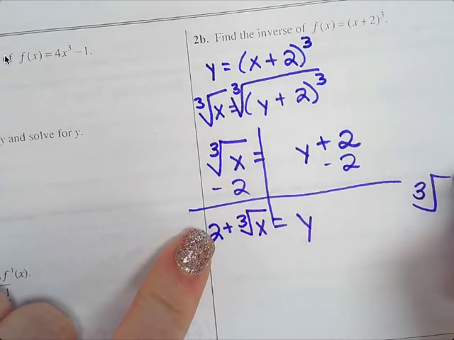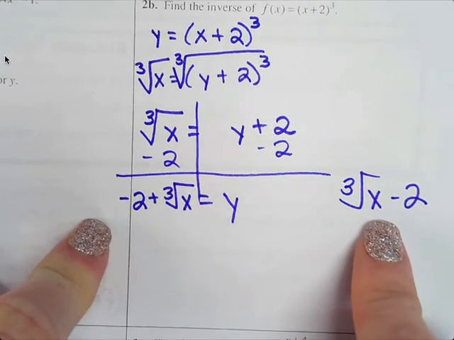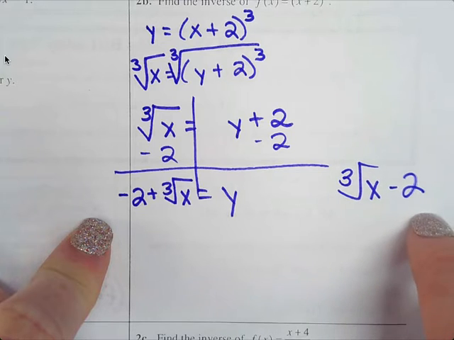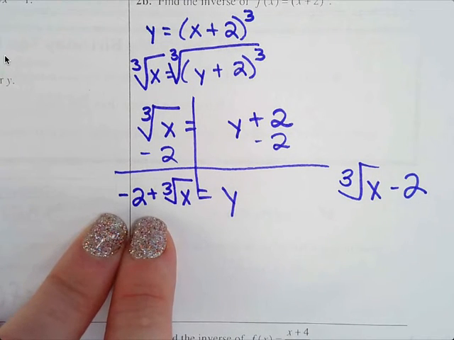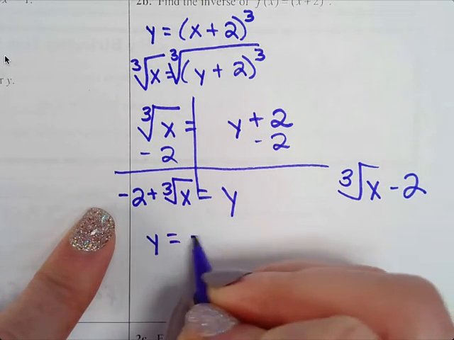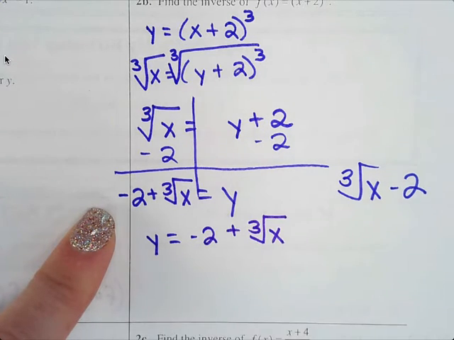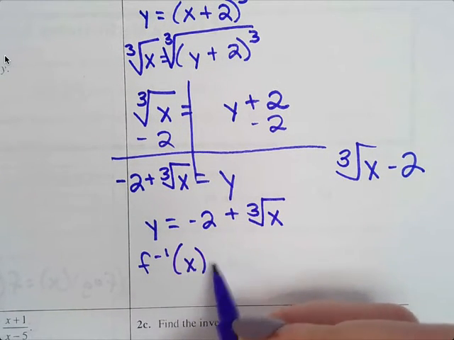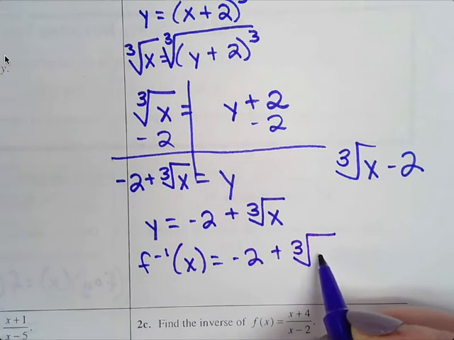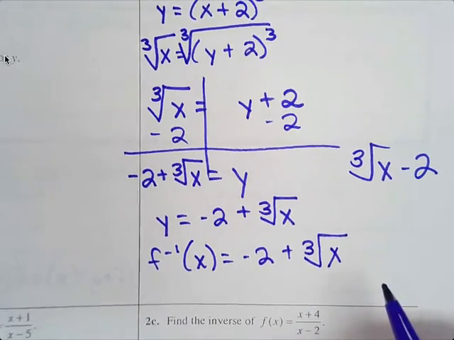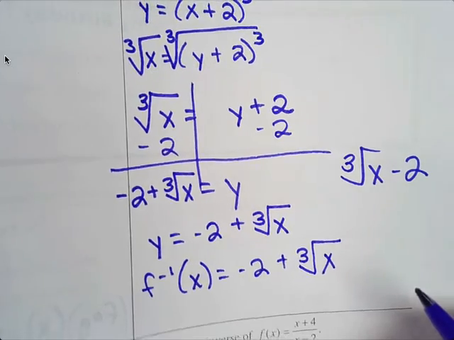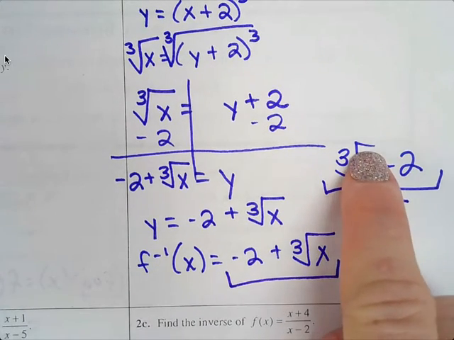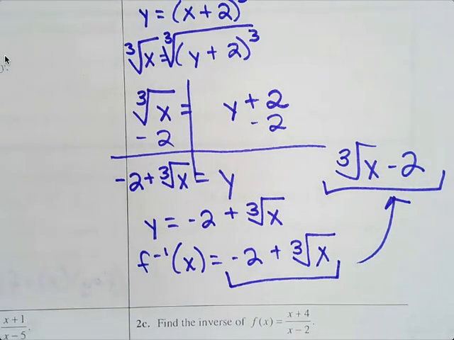You could have also written it as cube root of x minus 2. But really, you want to have your constant out front so that this cube root doesn't accidentally move over, because you're not taking the cube root of 2, so you want to keep them separated. So that's why I did it this way. So now we'll rewrite it as y equals negative 2 plus cube root of x. And now we'll replace it with f negative 1 of x equals negative 2 plus the cube root of x. So either answer is fine. Just be careful with your root here that you don't accidentally make that root go all the way over.